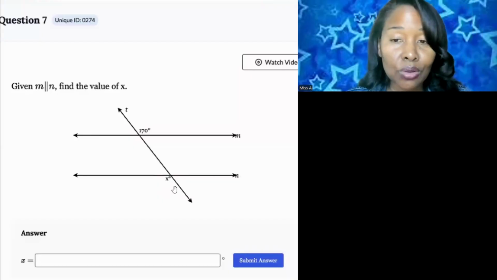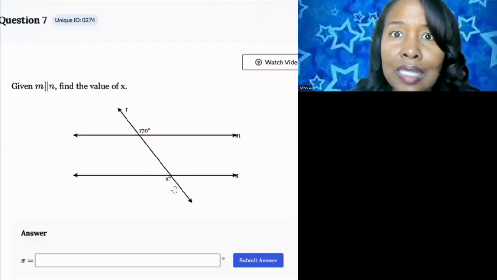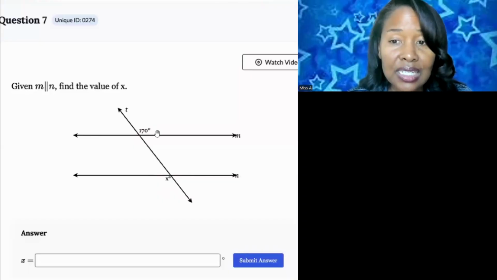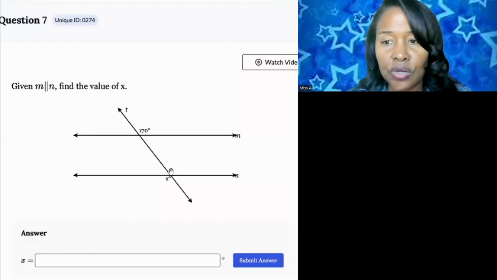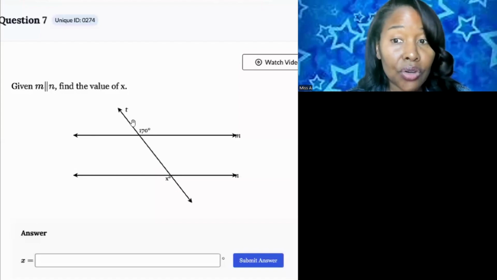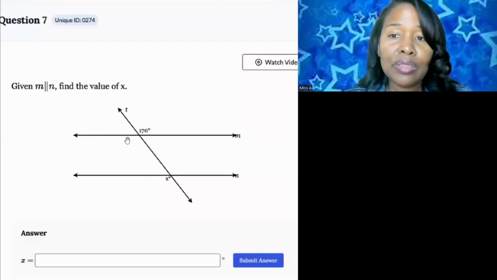Alternate exterior angles are always congruent. And what does congruent mean in a math class? It means they're the same, right? So if this is 170 degrees, this angle here, we call it alternate because it's on the opposite side of this transversal. And then exterior, we know exterior means outside, right? What that means is outside of these two parallel lines.